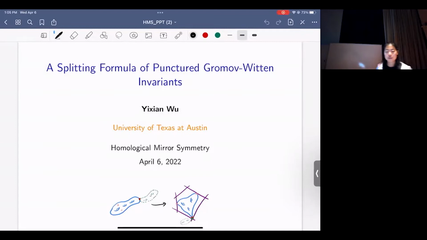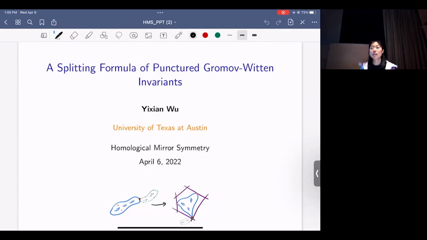And today I'm going to talk about a splitting formula of punctured Gromov-Witten invariants. And actually, my true topic is about a lot of things of punctured Gromov-Witten invariants, not only a splitting formula. And I hope in the morning Bernd motivated a little bit the punctured Gromov-Witten invariants. I hope that we're a little bit motivated to learn about punctured Gromov-Witten invariants.